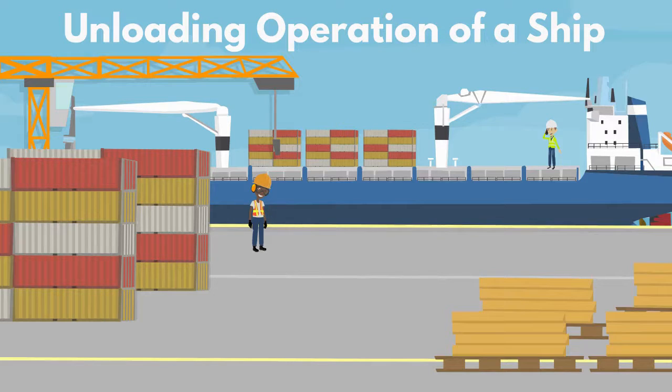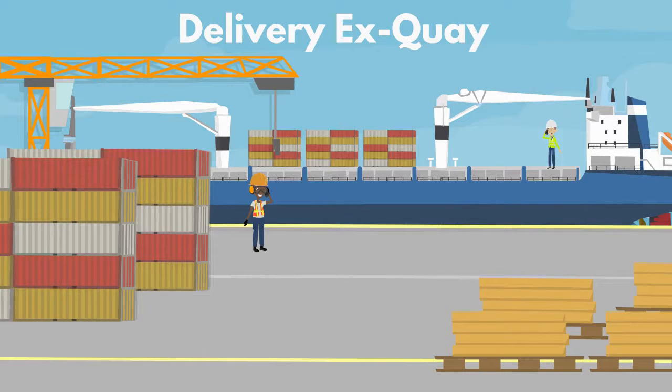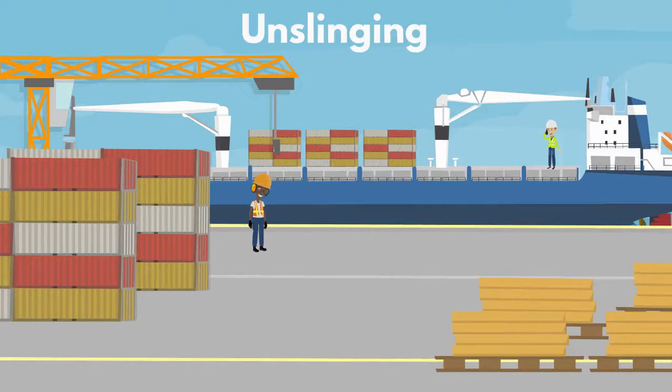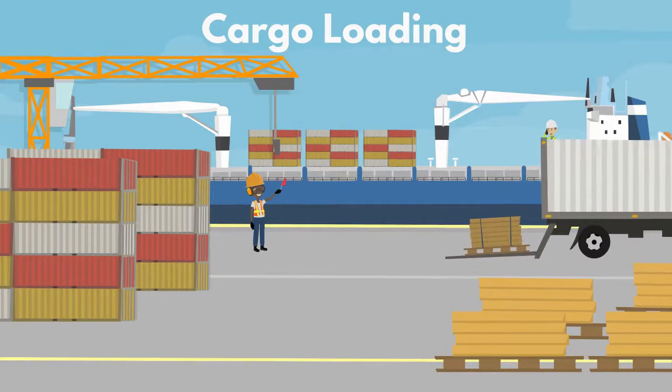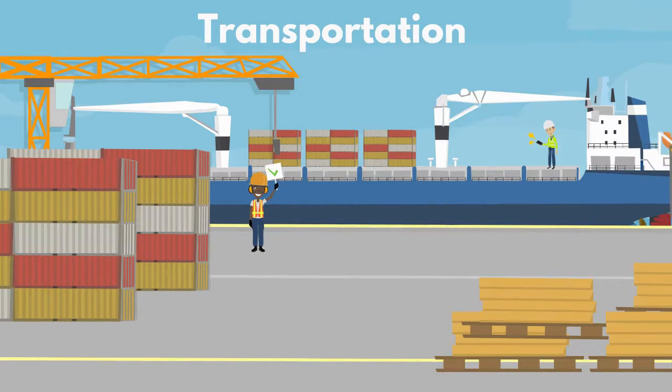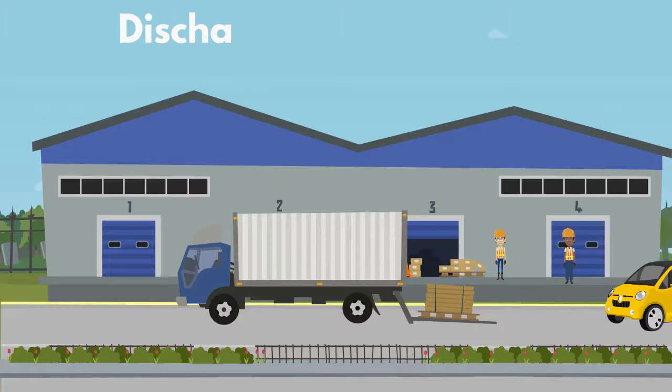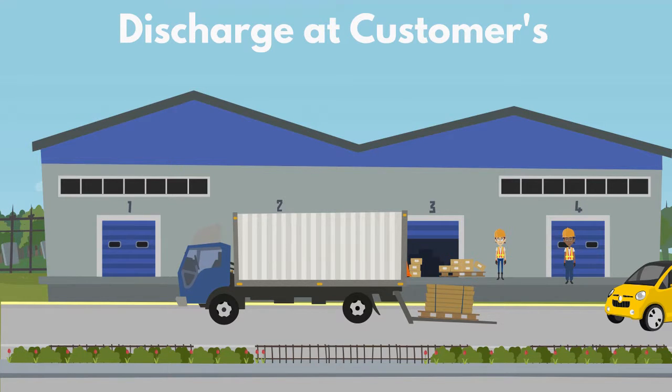Another example, now of logistics. An unloading operation of a ship may consist of a. Delivery ex-quay. b. Unslinging. c. Parking. d. Cargo loading. e. Transportation, haulage. f. Discharge at the customer's premises.